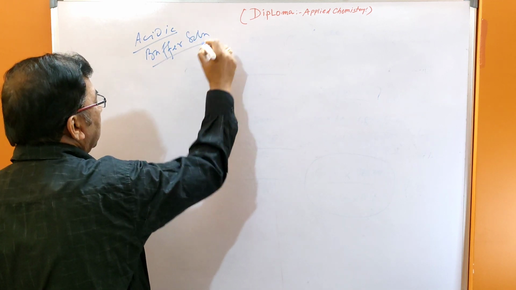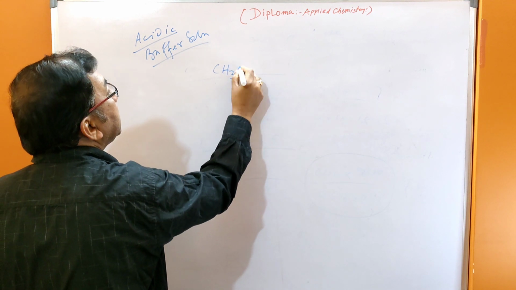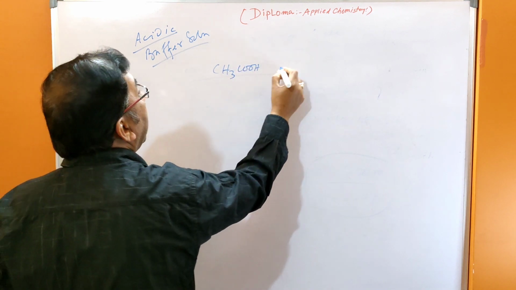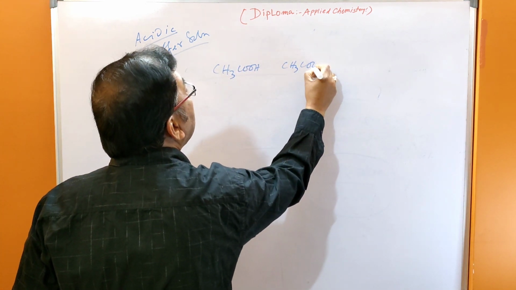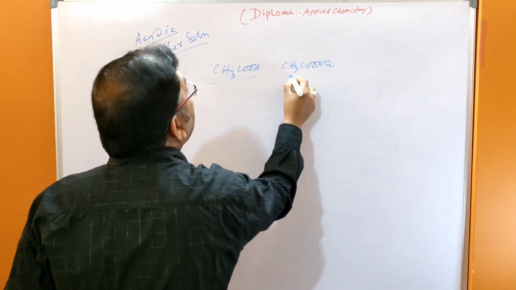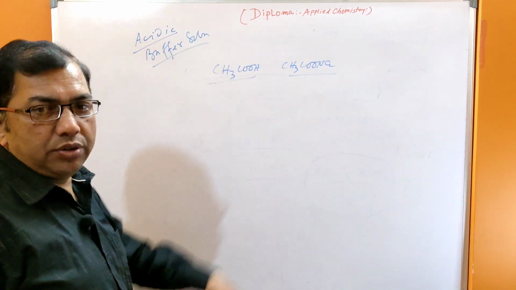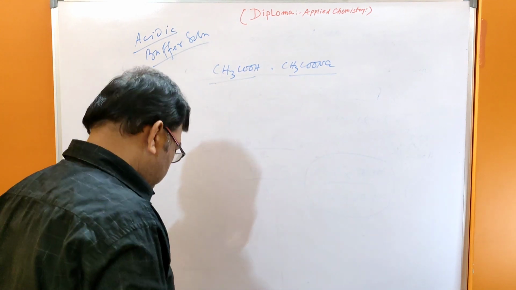Buffer solution. What is a buffer solution? CH3COOH and CH3COONa. This is an acidic buffer, a weak acid and its salt. So what do we learn here?